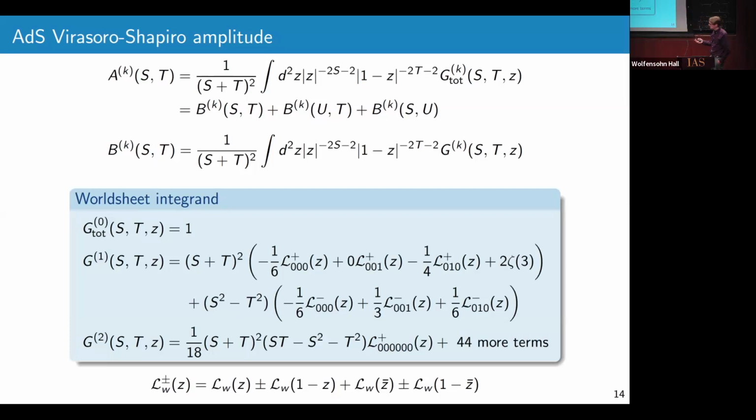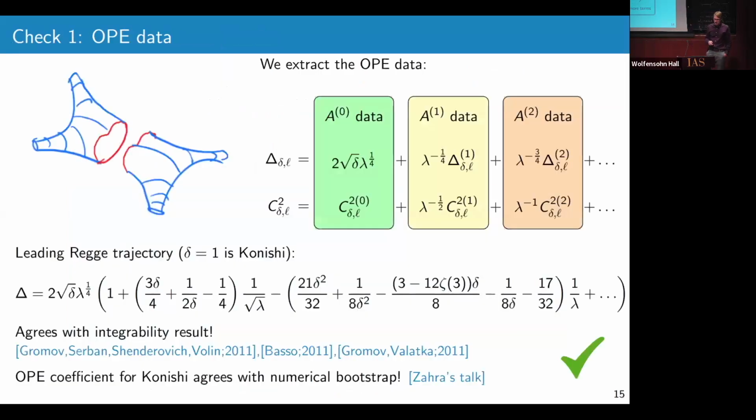Okay, so we made some assumptions by writing down this ansatz. So let's come to the checks. The first check is concerning the OPE data. So in a strong coupling expansion, we can compute all the OPE data in these 3 boxes here. And for instance, for the leading Regge trajectory, we get this result up to order 1 over lambda. And remember that delta is the mass level, and by choosing a Regge trajectory, each operator has also a fixed spin. And this agrees precisely with the results from integrability.